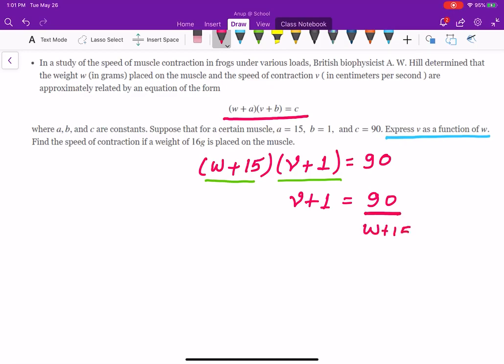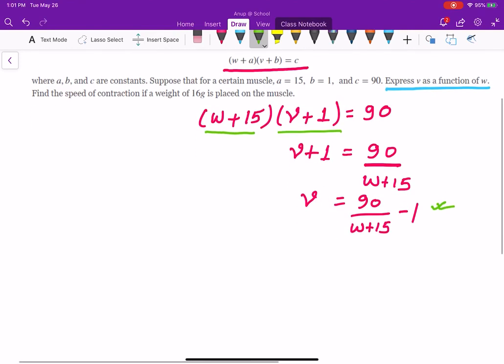So when we do that, we'll get this. And when we subtract 1 on both sides, we get V = 90/(W + 15) - 1. And this is already a function of W. So we have already expressed V as a function of W.